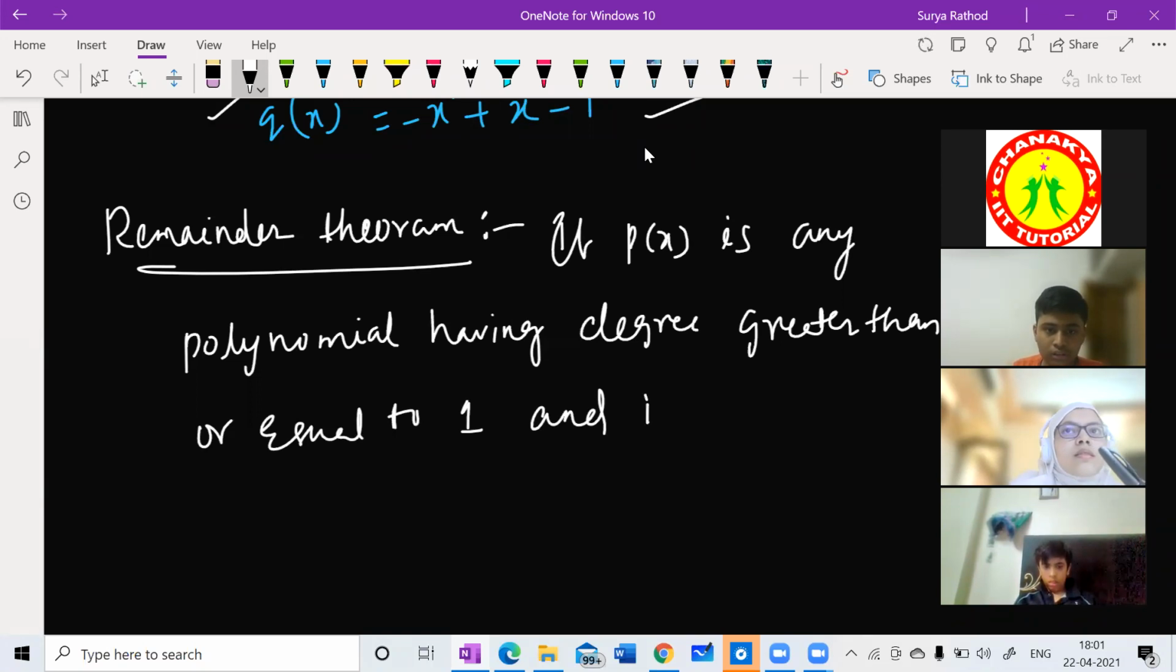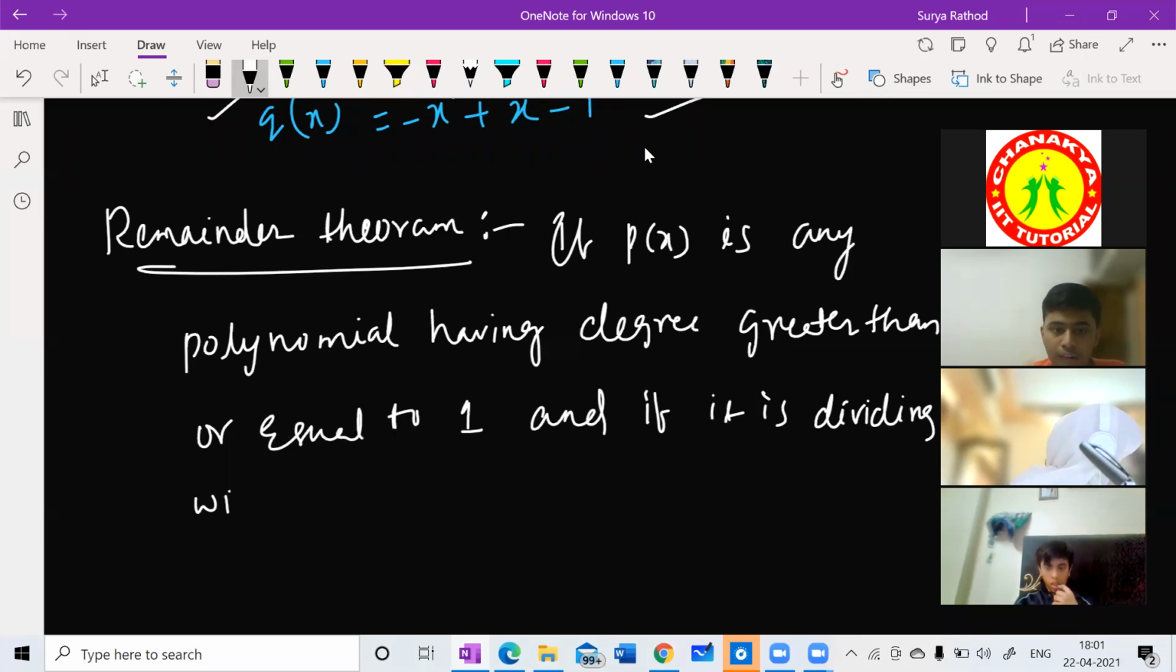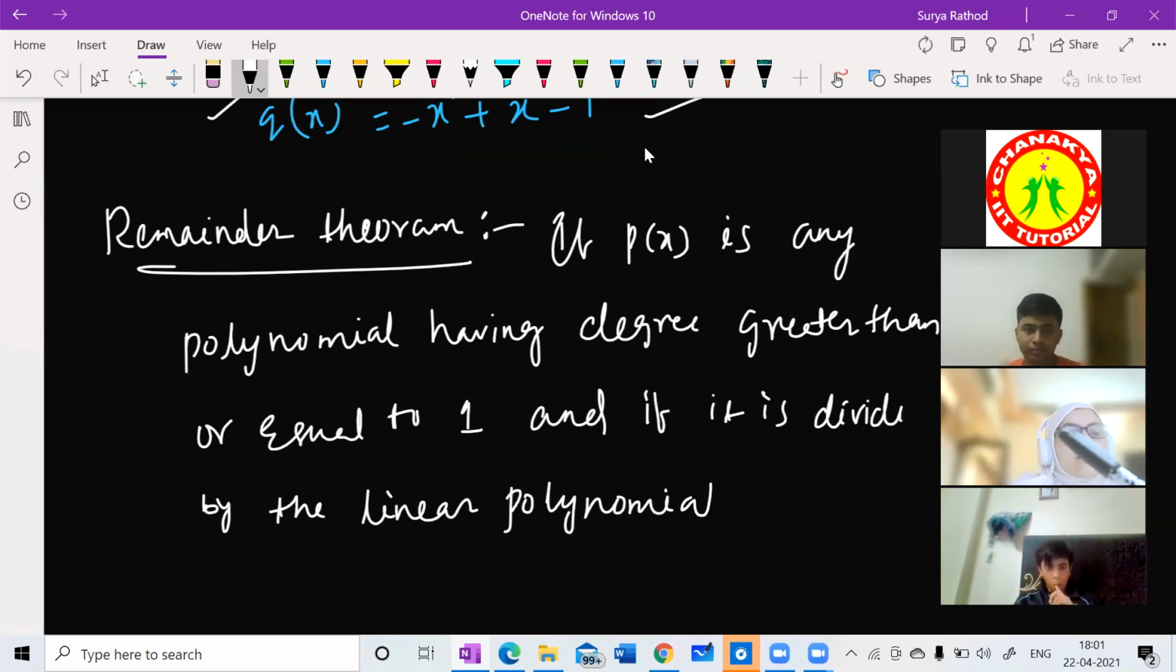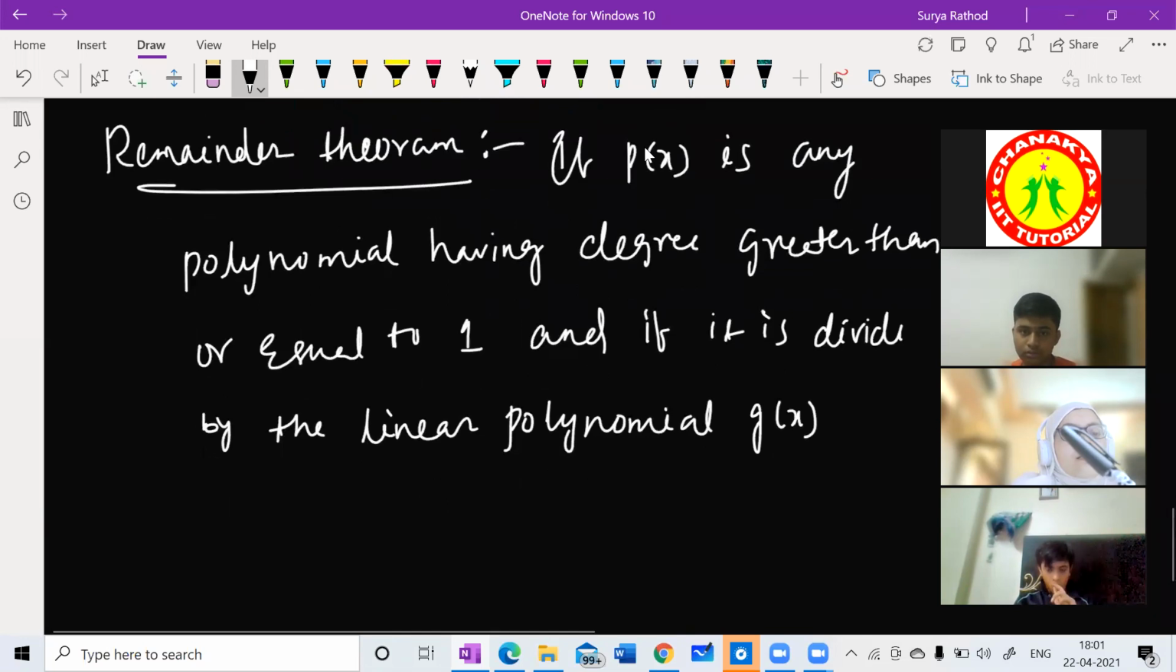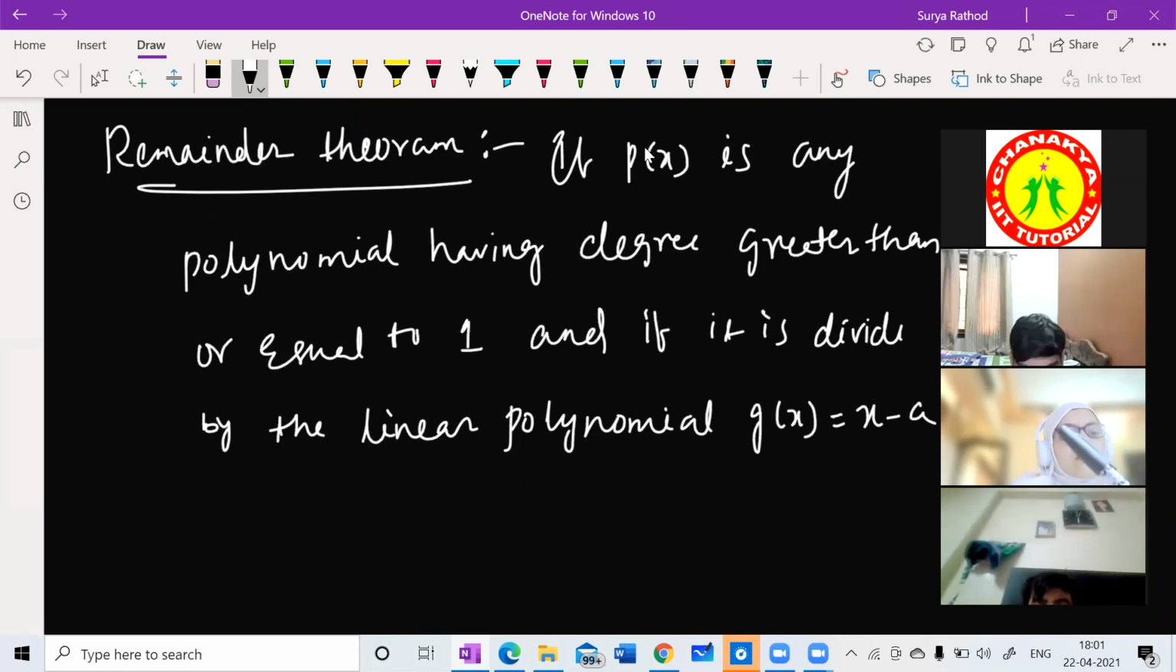If I'm dividing that P of X by a linear polynomial, let us say g of x, any linear polynomial g of x, let us say g of x is equal to x minus a, then what is going to be my remainder? My remainder is P of a.